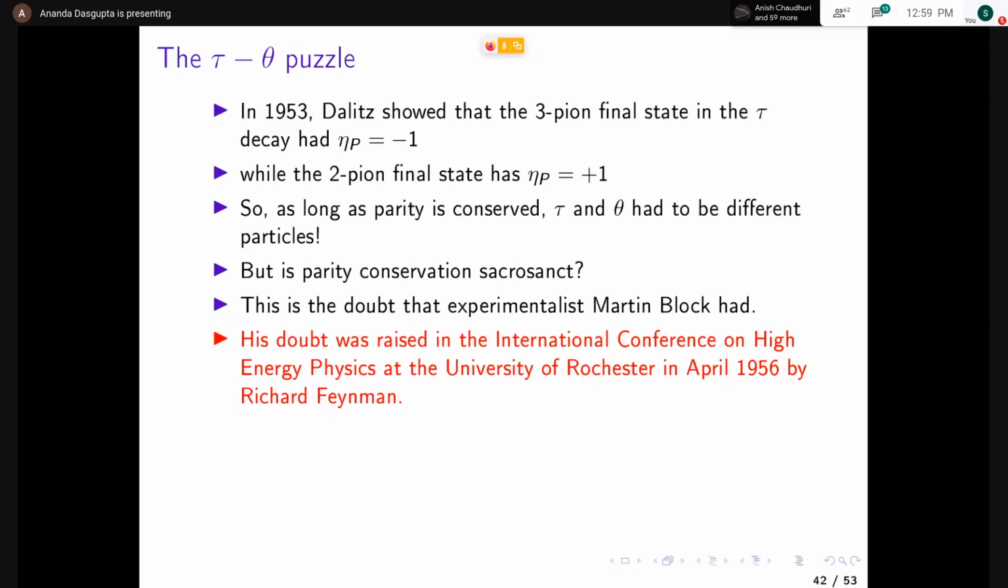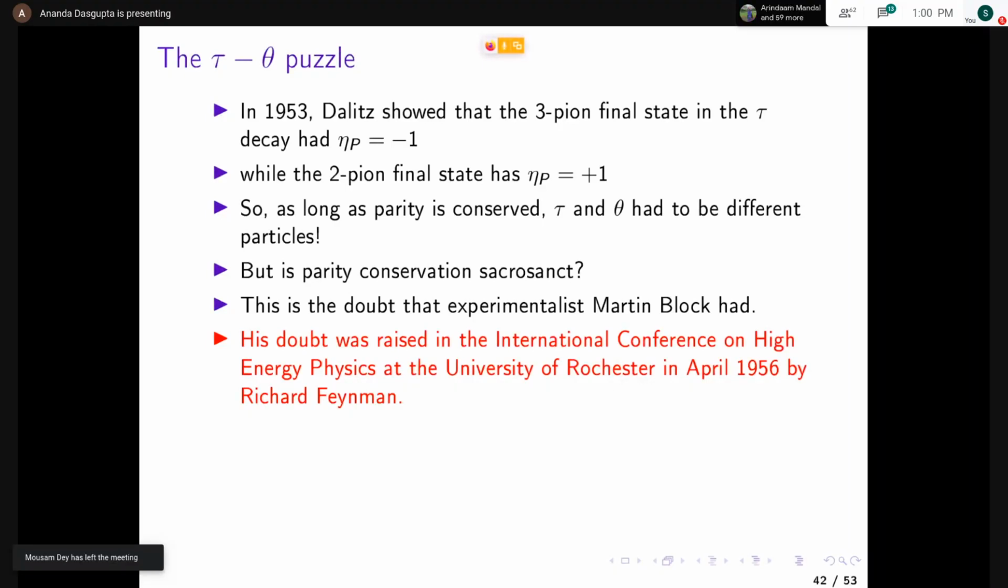So there was this international conference on high energy physics at the University of Rochester in April 1956. The dates are important in the sense that you should realize that this whole story actually takes place over a very, very short period of time. In April 1956, Richard Feynman asked this question.